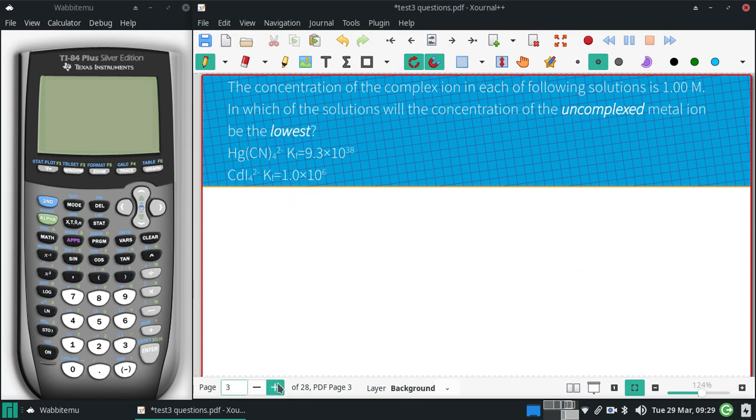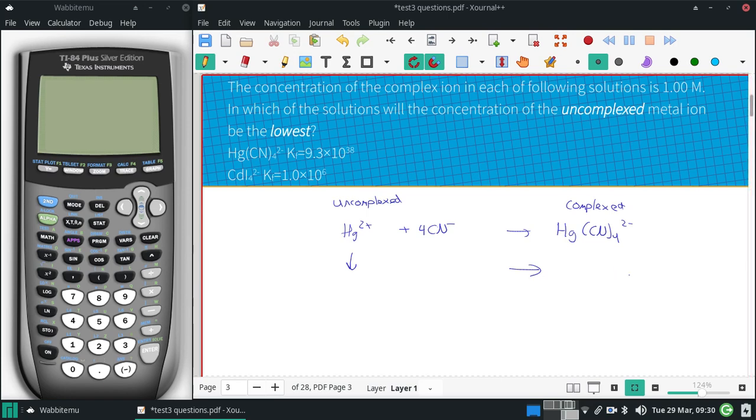So the first possibility is, let's say I asked for the uncomplexed to be the lowest. I still think about this the same way. So I still do have the complexed ion as the product. This one is still made from mercury 2+ and some cyanide, and 4 of these. And this is still the uncomplexed. All right, but this time we want the uncomplexed to be the lowest. So we want a reaction that goes forward really well, so we want a large K. So our large K is with the mercury, and our uncomplexed ion is the mercury, so our correct answer is the Hg2+.